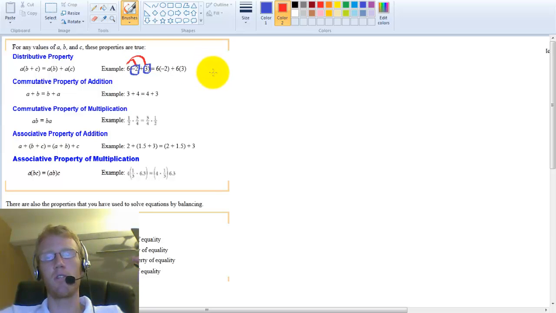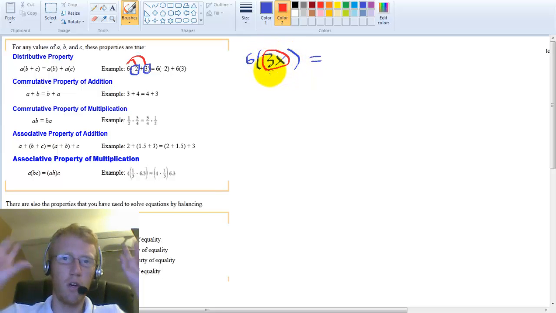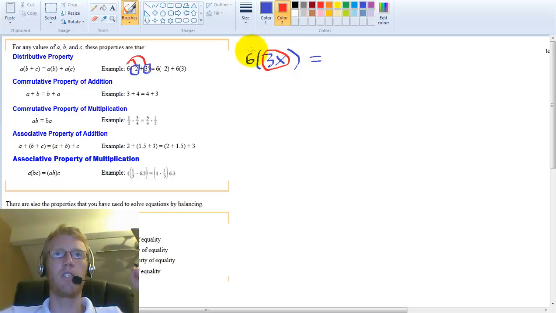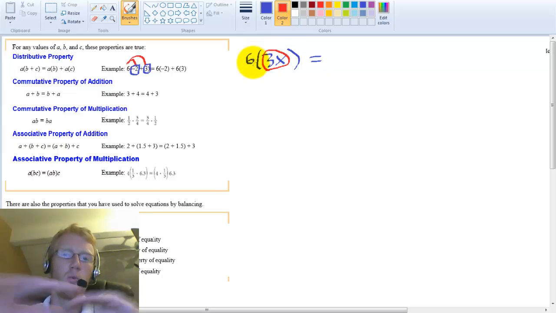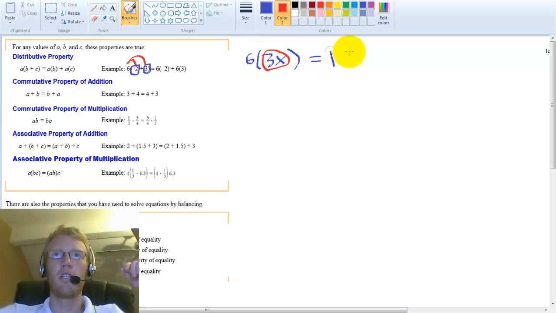So this caused some confusion, I know, in the past. If you have something like 6 parentheses 3x, close parentheses, the 3x is all one piece in terms of distributing. So you do not distribute the 6 to the 3 and the 6 to the x. 3 times x is multiplication, and 6 times whatever's inside is multiplication. So we just have all multiplication. So this right here would be 18x.